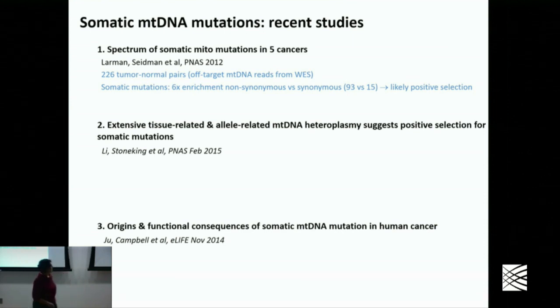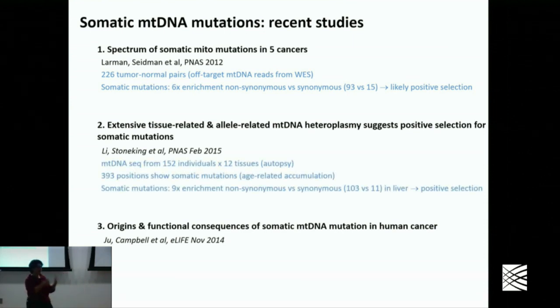A second study looked not at cancer, but just took autopsies, looked at different tissues from autopsy patients, and looked for mutations in the mitochondrial genome from 12 tissues each from 150 people. And they also saw very strong enrichment of non-synonymous versus synonymous mutations, also claiming positive selection of mitochondrial mutations. And then the most beautiful paper came along. I love this paper, so I'm going to tell you a little bit about it. And this is a little bit of a cautionary tale to people like me who are computational biologists who think, oh, let's come and run these tests and come up with conclusions.